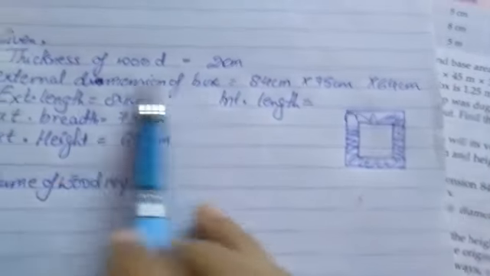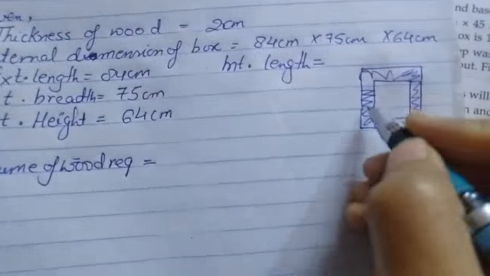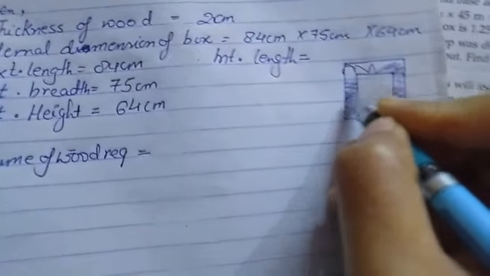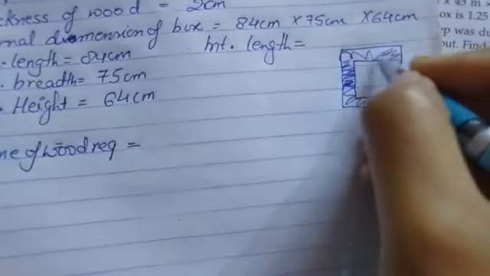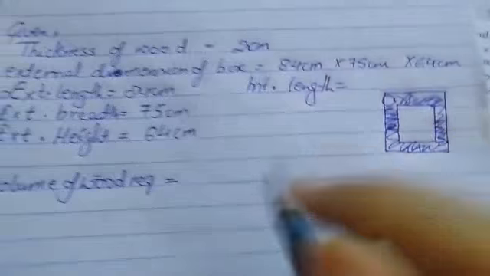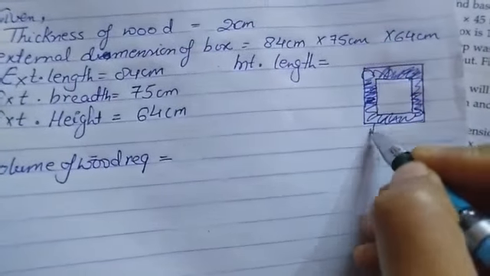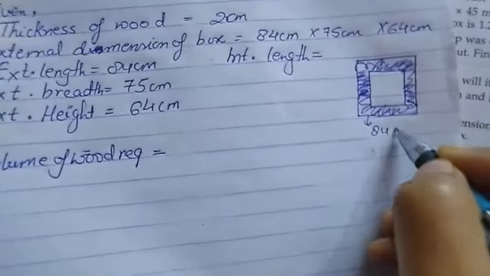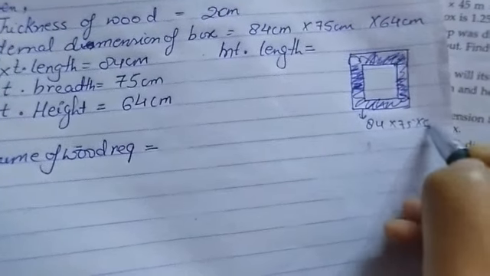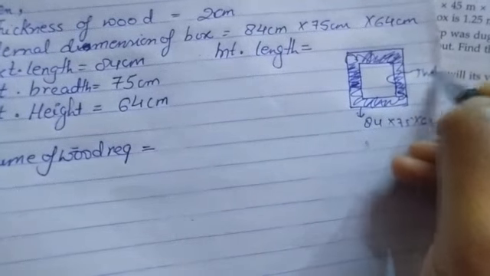See, here we were provided with the thickness of the wood, which is 2 centimeter. So this thickness is 2 centimeter. ठीक है, ये सारी thickness 2 centimeter की है. And the external dimension of the box, external dimension क्या है? 84 into 75 into 64. Internal dimension is not known.